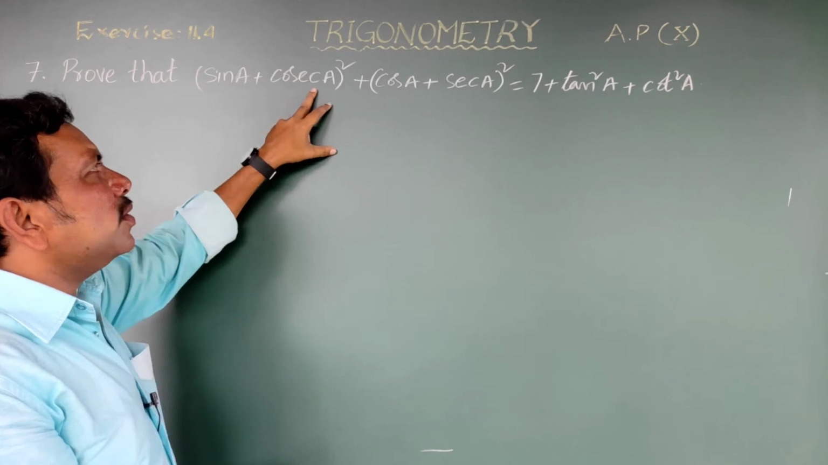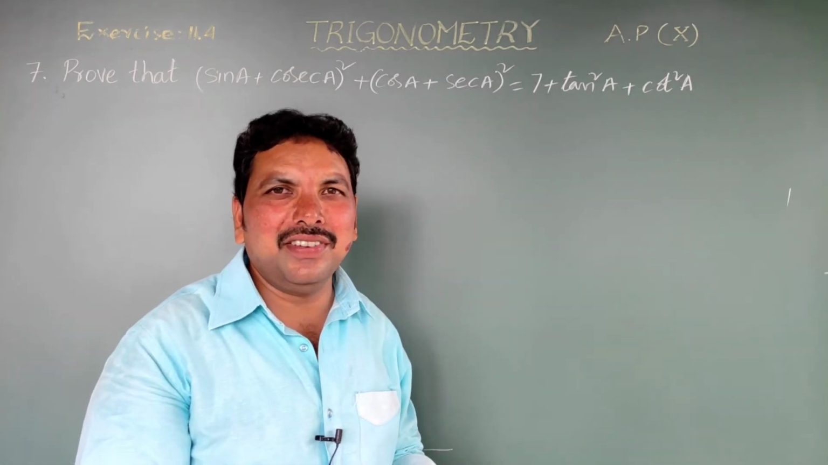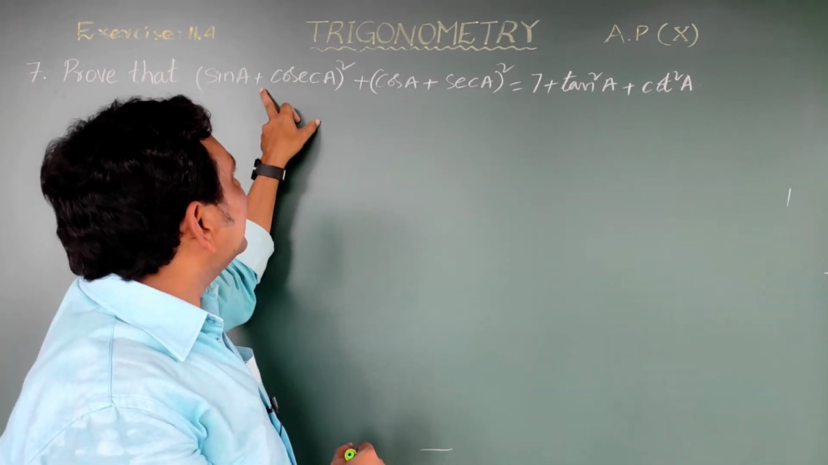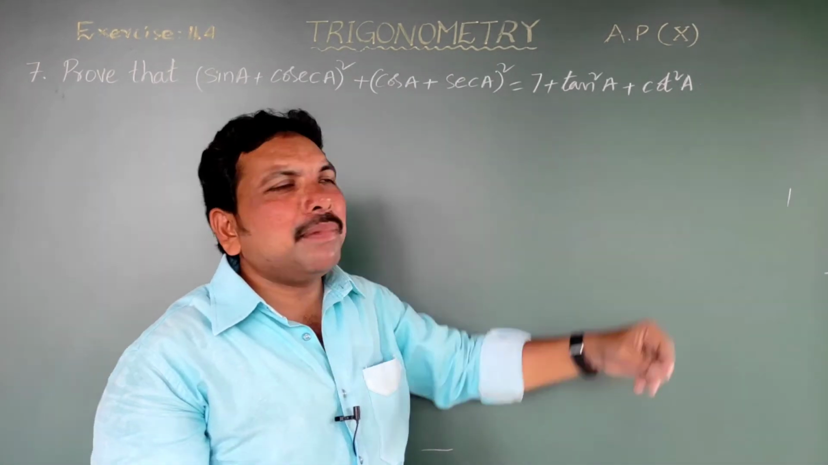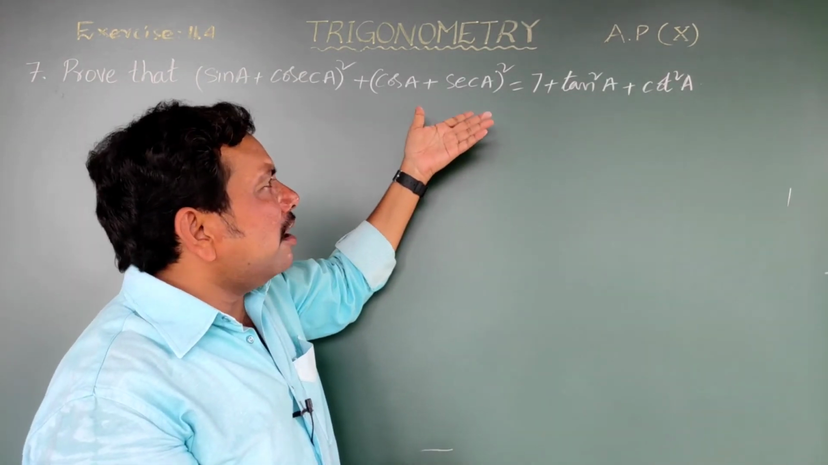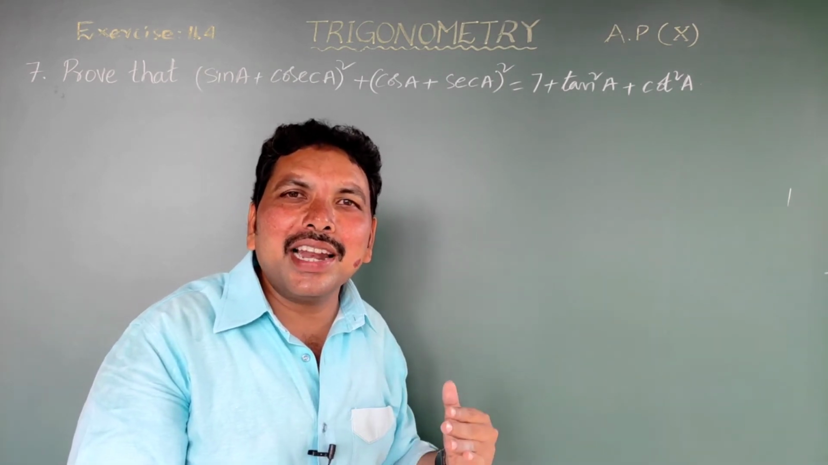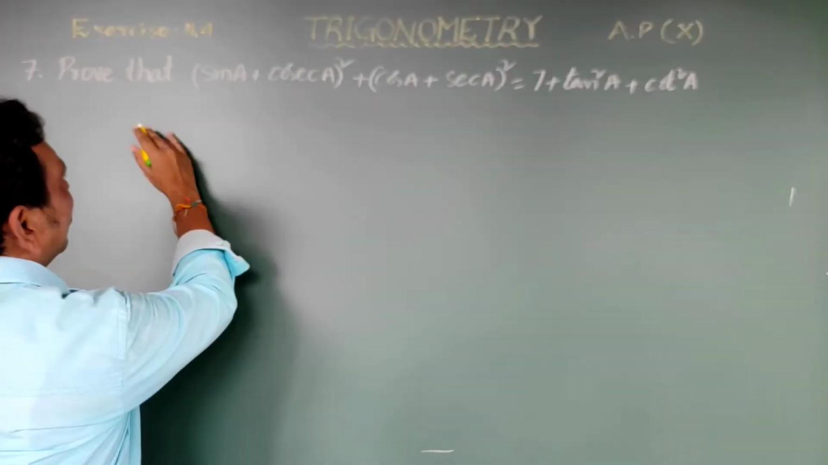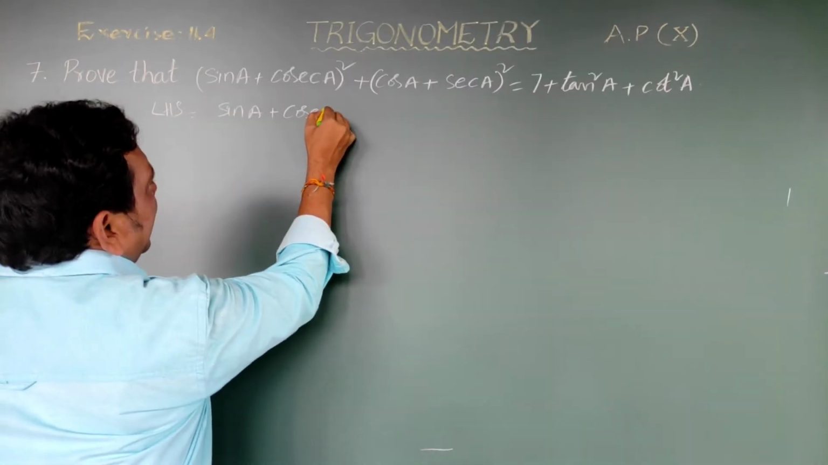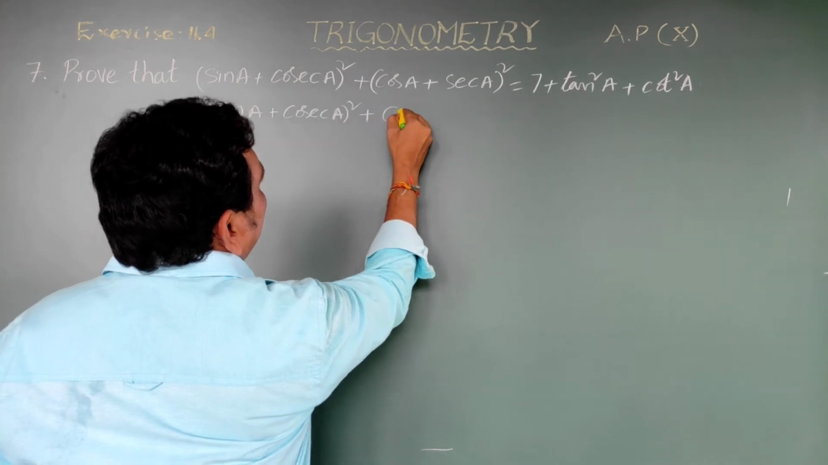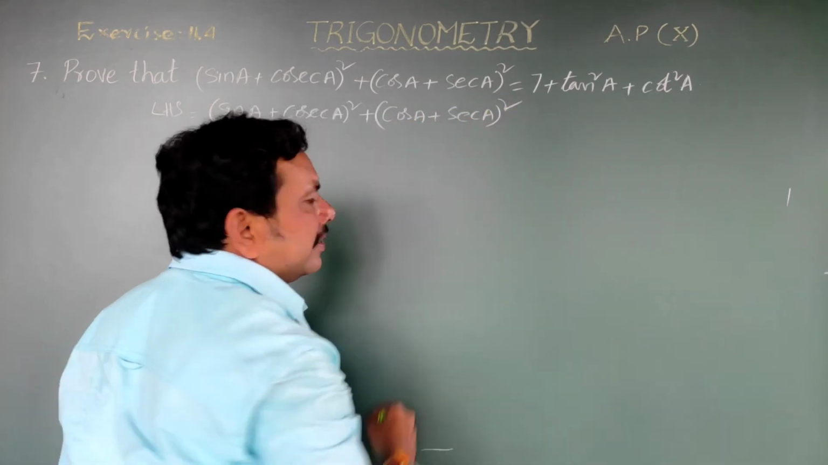Seventh question in exercise 11.4. Prove that (sin A plus cosecant A) whole square plus (cos A plus secant A) whole square is equal to 7 plus tan square A plus cot square A. So, how will you do this one? First we take the LHS, and finally we have to show the RHS. LHS is equal to (sin A plus cosecant A) whole square plus (cos A plus secant A) whole square.